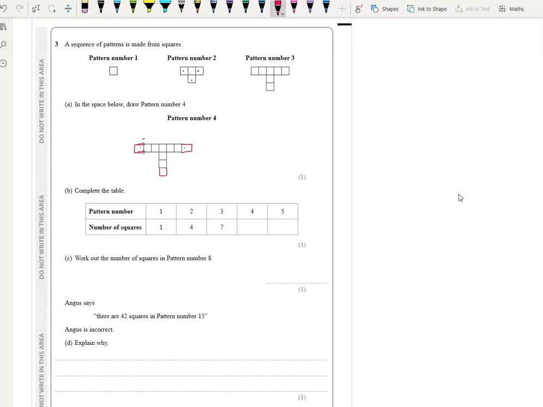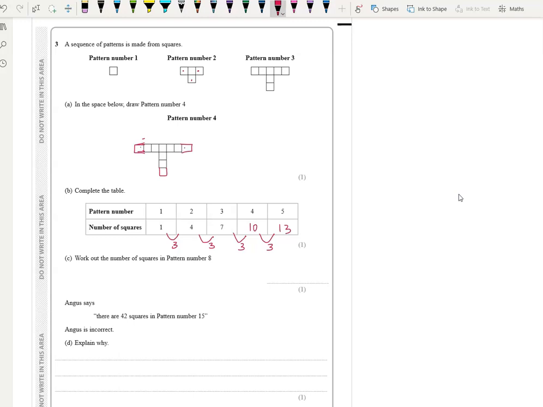Okay. Complete the table. Pattern 1 has 1 square, 2 has 4, 3 has 7, and 4 has 10. So it means every time it is increasing by 3. So pattern number 5 will be 10 plus 3, that is 13 squares.